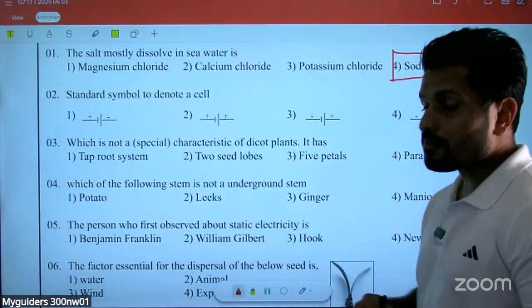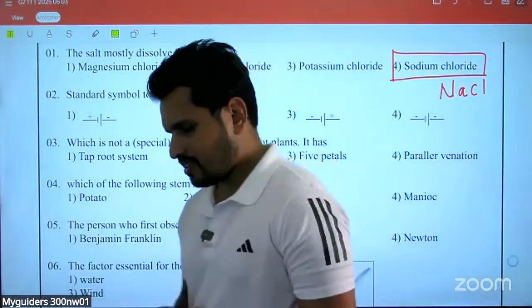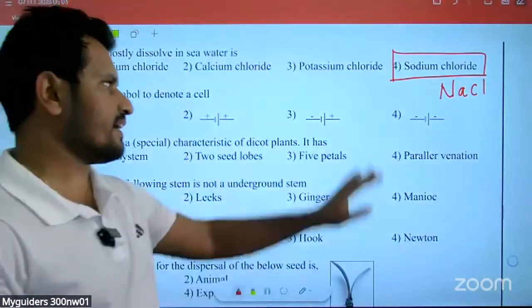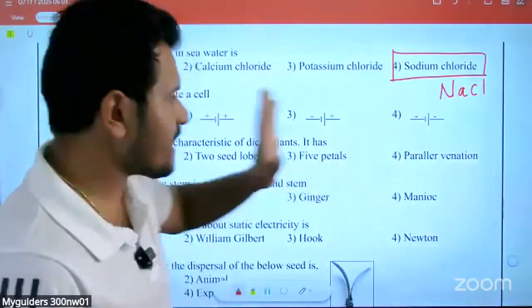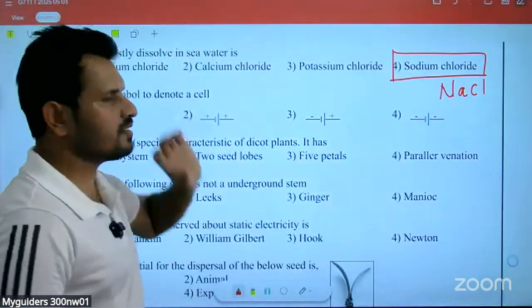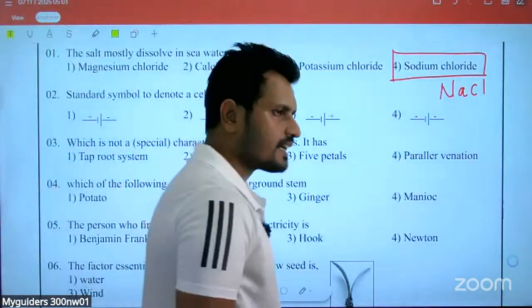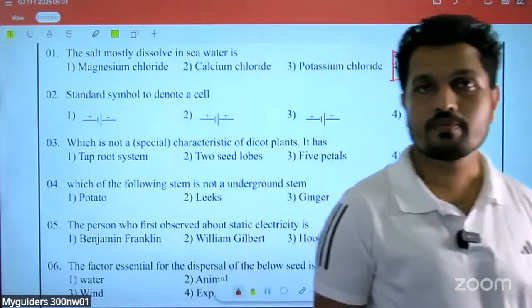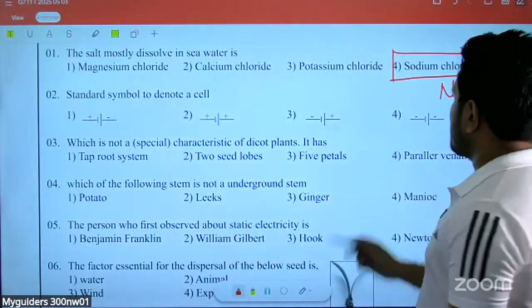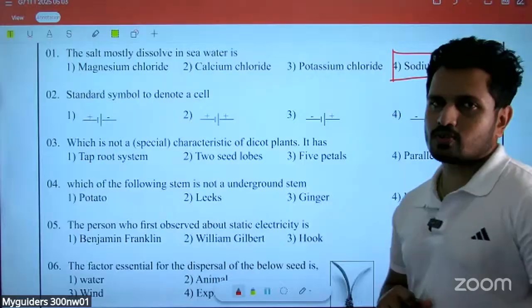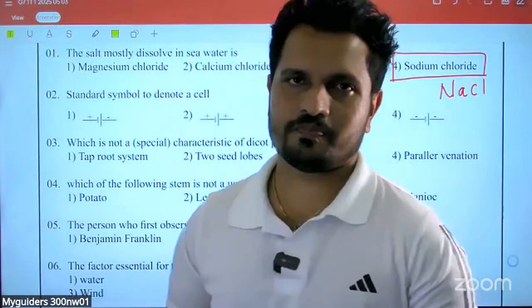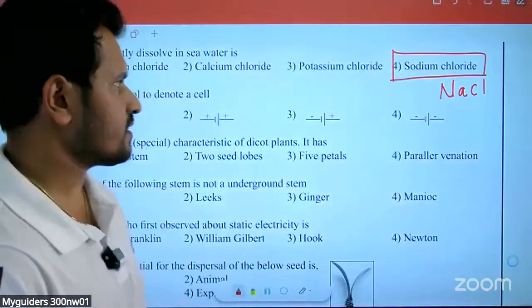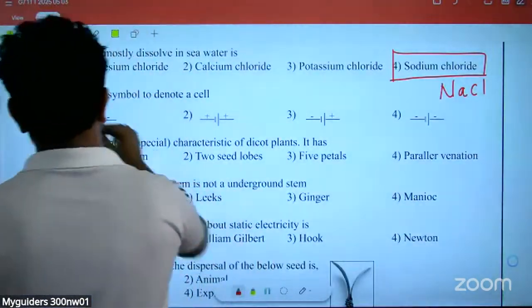The salt you use at home for cooking is pure sodium chloride. So we can evaporate water and remove all these other chlorides and other components, and we can isolate the sodium chloride. So that's what we use when cooking and for many other purposes, right? The answer, sodium chloride, number 4.